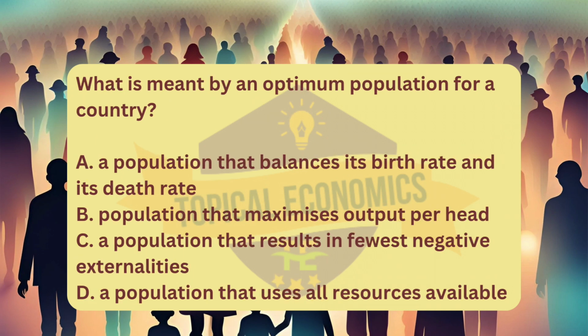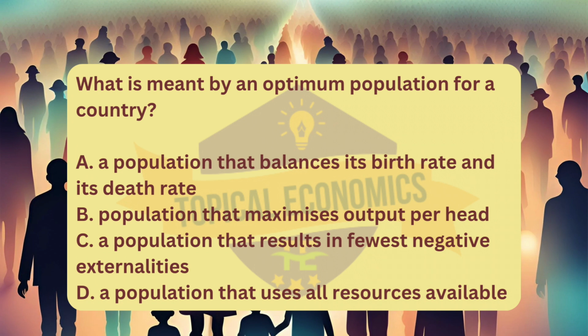Moving to the 9th question. What is meant by an optimum population for a country? A. A population that balances its birth rate and its death rate. B. A population that maximizes output per head. C. A population that results in fewest negative externalities. D. A population that uses all resources available. Reference, 2020 Specimen version 1.